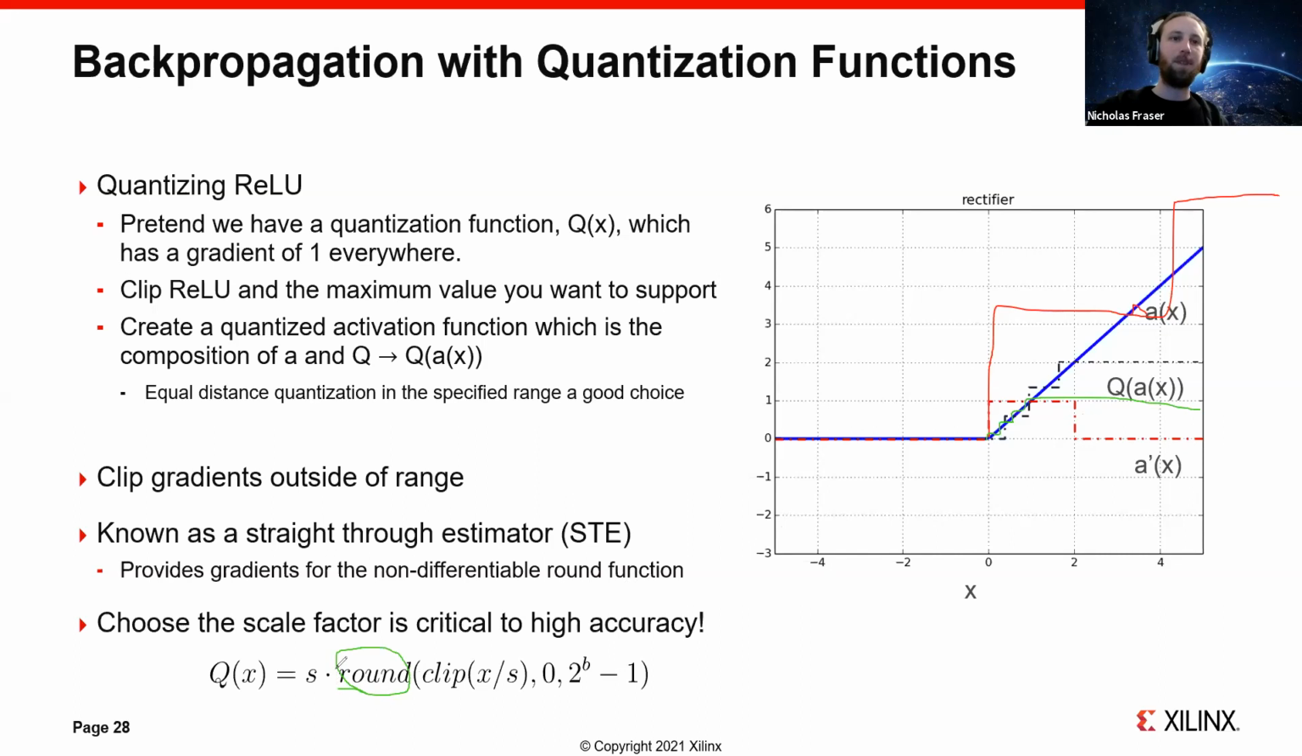So first is the application of the straight through estimator to this rounding function. The second is how we select this S value and this B value here in order to maintain high accuracy. Okay, I'm gonna just clear all of that. Okay, and now I can move on.